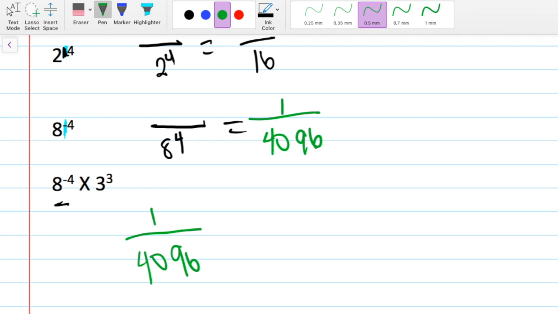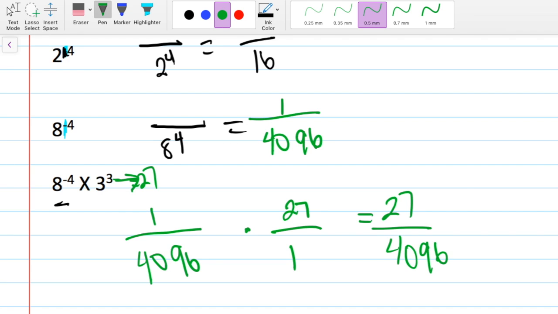And we also know that 3 cubed is 27. Okay? 3 cubed right here, that's 27. So times 27. And now it's just simple multiplication. Put the 27 over 1 because anything over 1 is itself. 1 times 27 is just 27. And 4096 times 1 is just 4096.